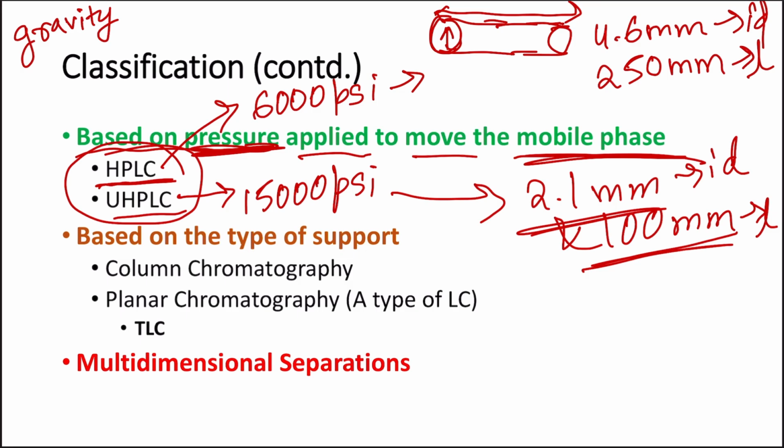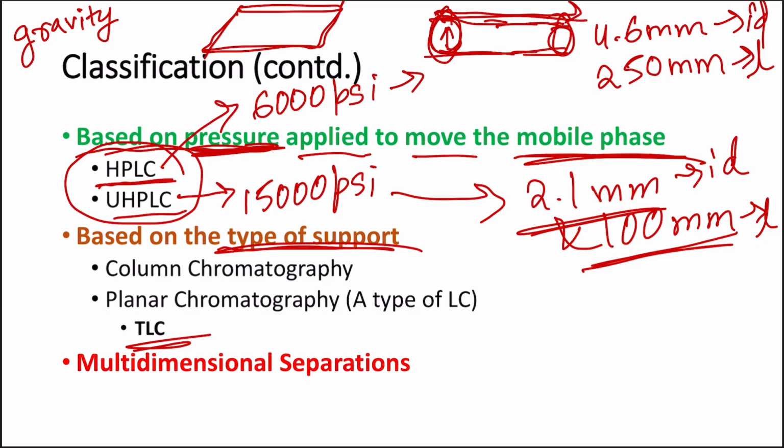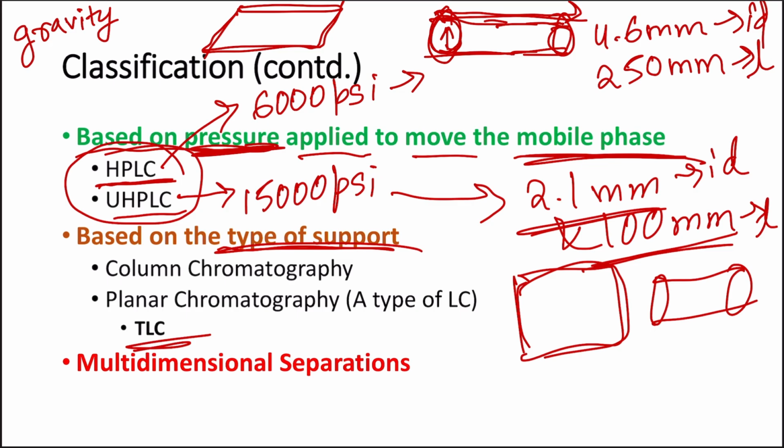Then coming to the classification based on the type of support. The support can be present in the form of a column, as I have already mentioned here, or else we can have the support in the form of a plane. Under this category we have different methods. First is paper chromatography, which I have already explained, and another is TLC, thin layer chromatography, where we use a glass plate and coat some stationary phase on it. Here you can see it is in the form of a plane rather than a column. So the support is in the form of a plane, so it is called planar chromatography, and if it is present in the form of a column, then it is called column chromatography.